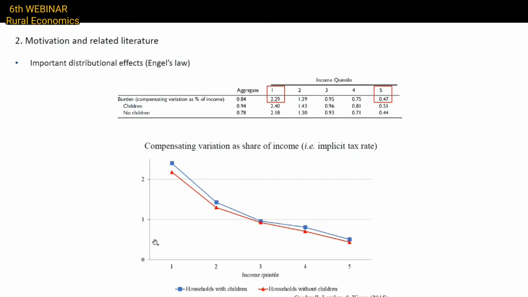So low-income consumers in the bottom quintile face an implicit tax of about 2.5% of income as a result of these higher prices. High-income consumers face an implicit tax of about 0.5%. Okay, so it's what we would call a regressive policy, right? It imposes a relatively larger burden on poor consumers than rich consumers.